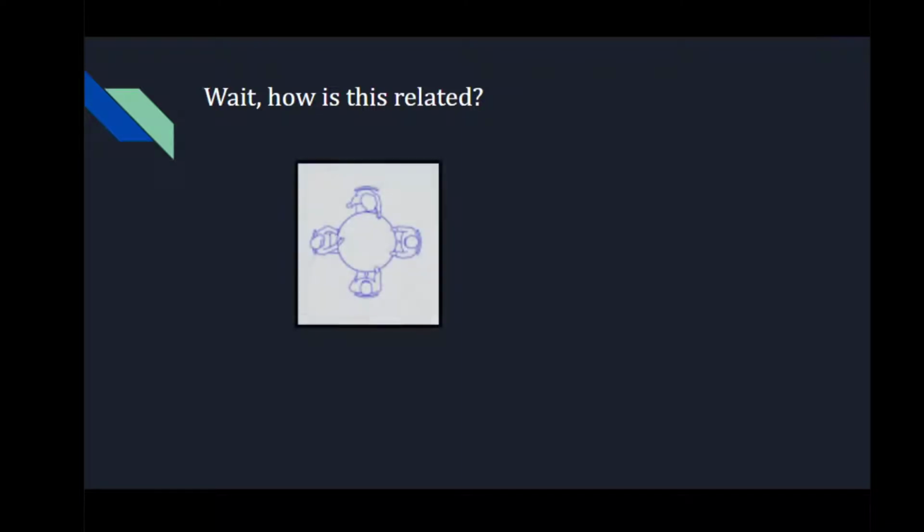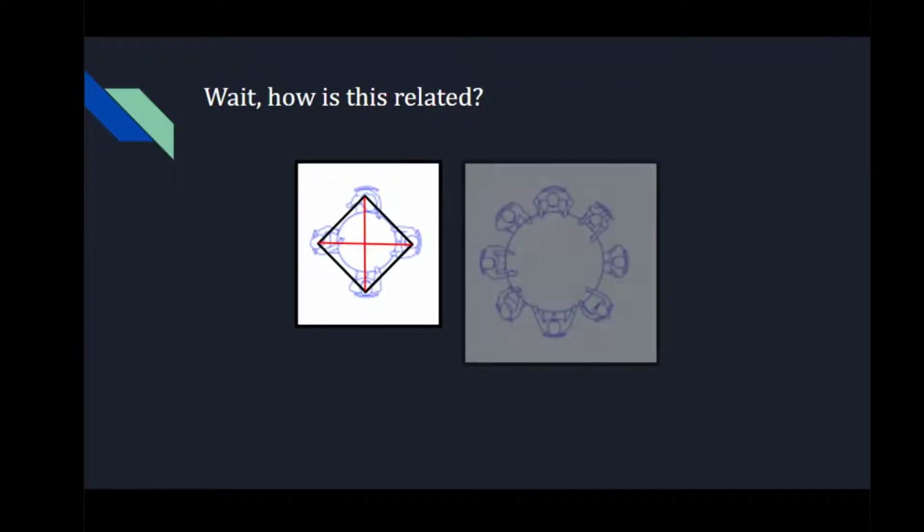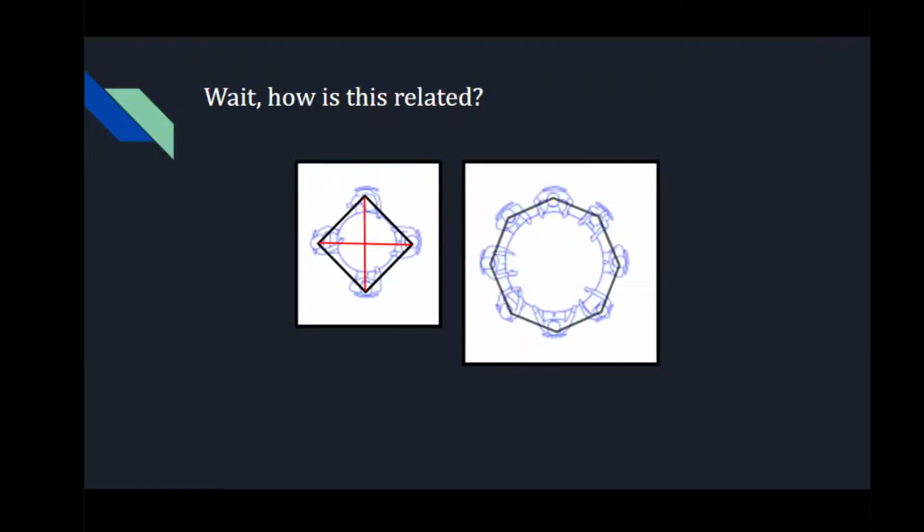At first you might be wondering, wait, how is this related? Let's imagine 4 people sitting around a table. We can draw a concave quadrilateral connecting them. The diagonals of this quadrilateral can be represented by handshakes to non-adjacent people, right? Similarly, if we think of 8 people around a table, we can imagine an octagon connecting them. And again, diagonals can be drawn from each vertex to all non-adjacent vertices.